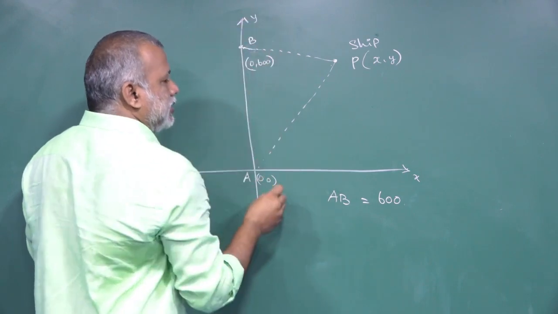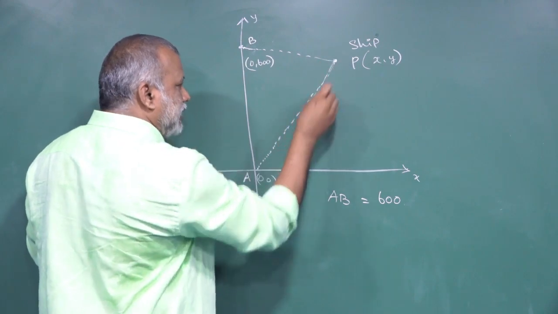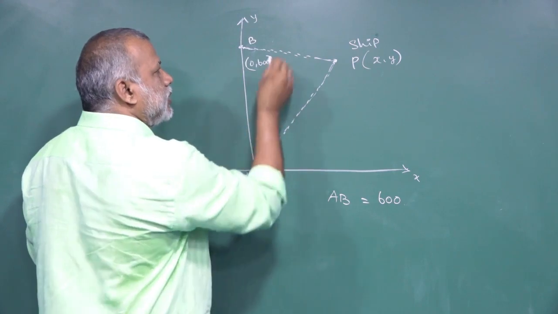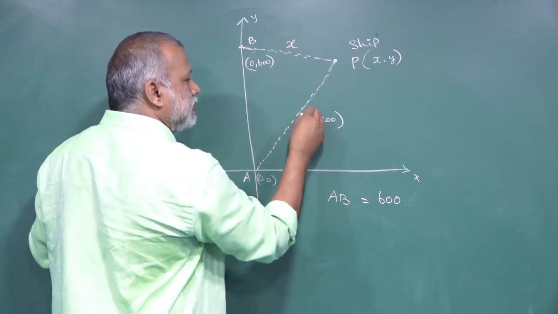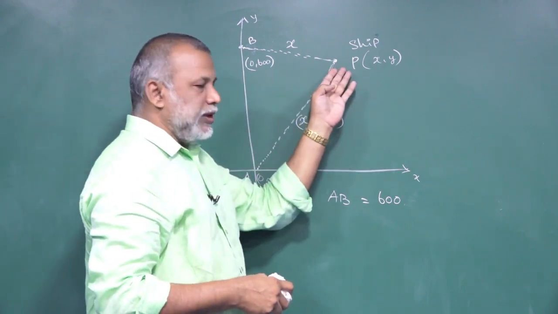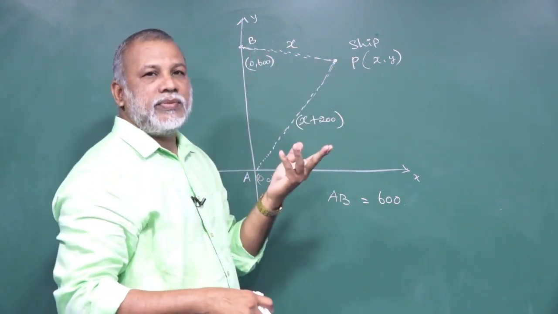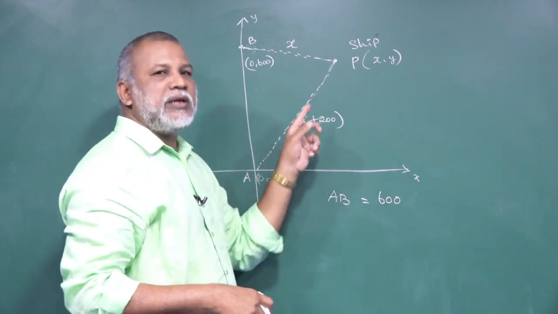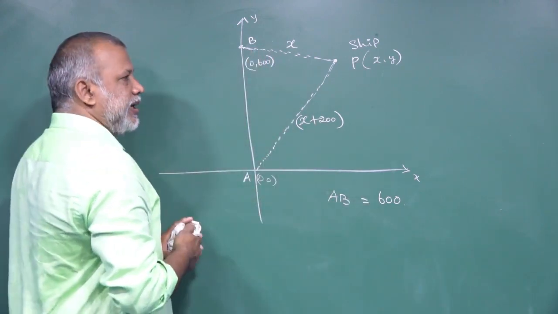Now listen to the concept. From A, the ship is located 200 kilometers farther than from B. So consider the distance from B as x. That means the distance from A is x plus 200. This is the concept given. So from station A, the ship is 200 kilometers farther than from station B. We take the unknown quantity as x, and x plus 200 is 200 kilometers more than from B.